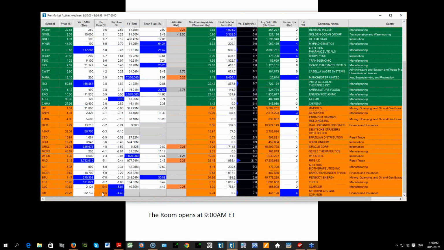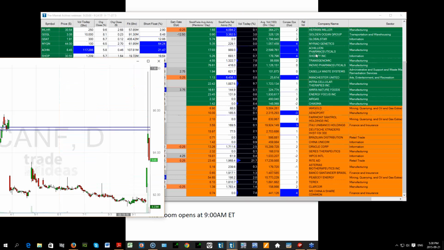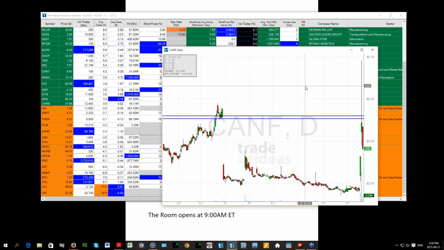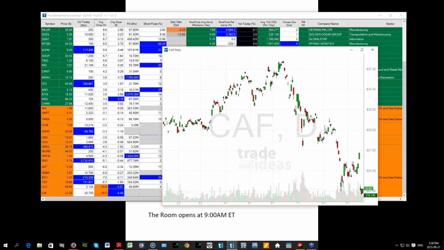So this was a stock that lost 16%. It was down $4 in actual dollars. It had been up 4 days in a row. So here's a stock that's going up, up, up, and then all of a sudden it has a disastrous day. This could be the beginning of a downtrend. I actually don't even know what happened to this one, but we can take a look to see what happened.